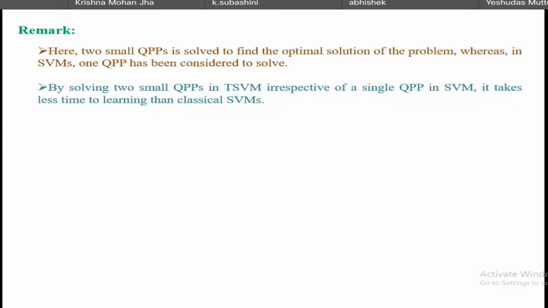So those who are applying the support vector machine for different applications, my suggestion is that instead of applying the SVM, you maybe try the twin SVM, and I hope you will get better performance in comparison to the SVM in terms of generalization ability, and obviously it will take less time. So this is my advice for you.